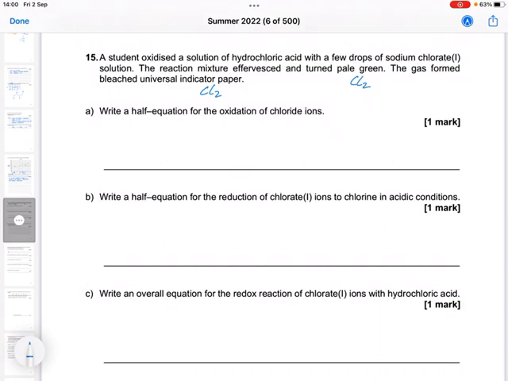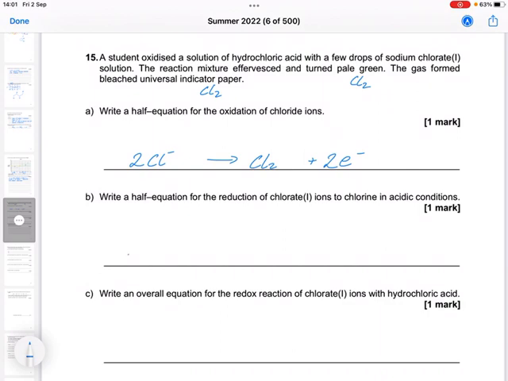Write a half equation for the oxidation of chloride ions. So chloride ions form chlorine and an electron, so that needs balancing. So 2 there and 2 here. Half equation for the reduction of chlorate(I) ions.